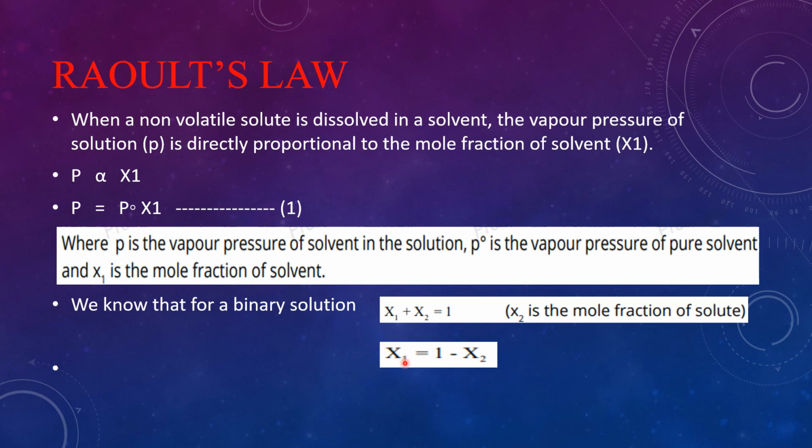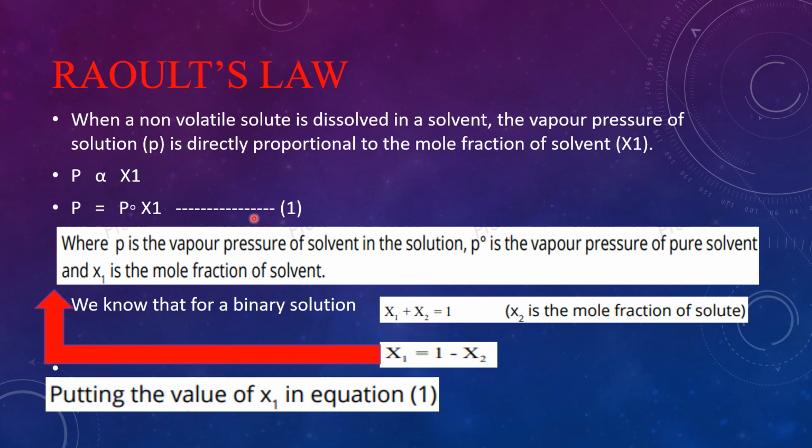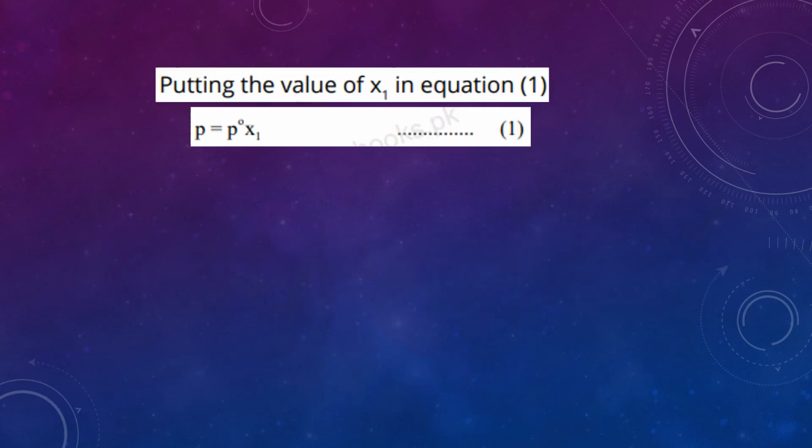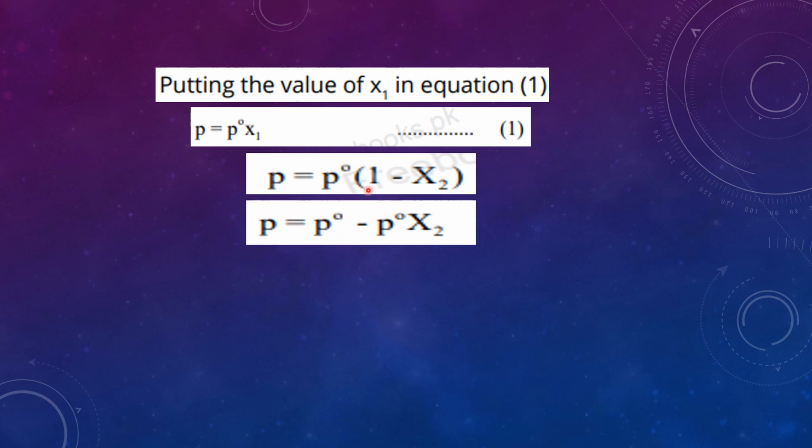And we have calculated the value of this X1. So we will put this value of X1, the mole fraction of the solvent, in equation number 1, and we get P is equal to P naught times (1 minus X2). Simply we have put the value of X1 here, that is 1 minus X2. And we will open this bracket by multiplying P naught with 1 and with X2.